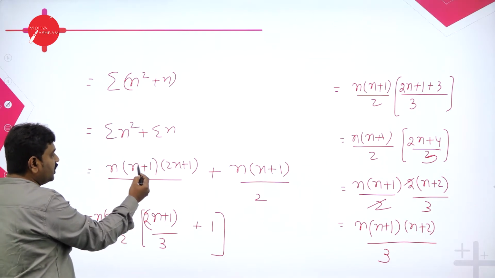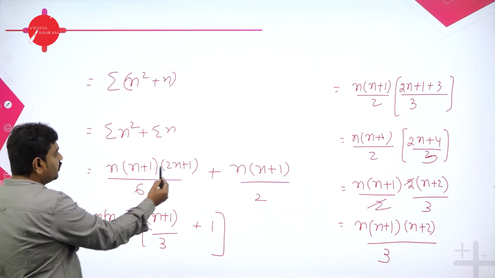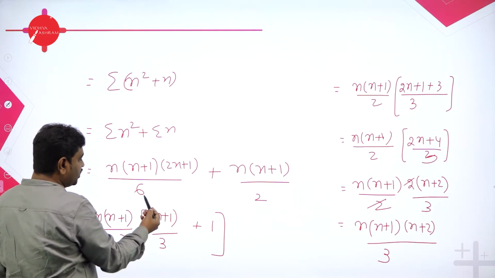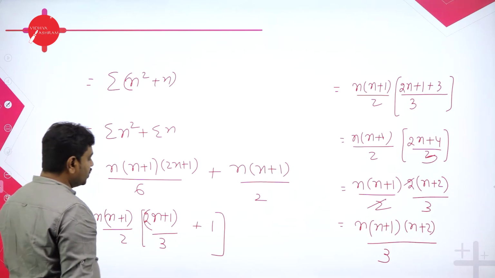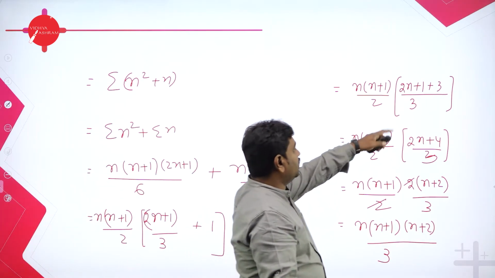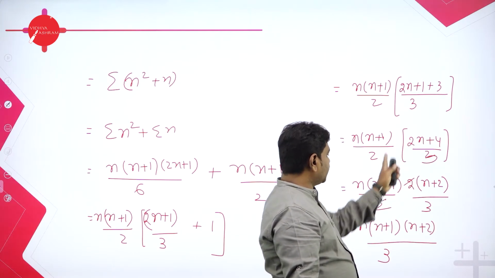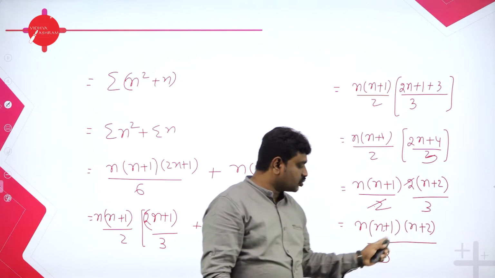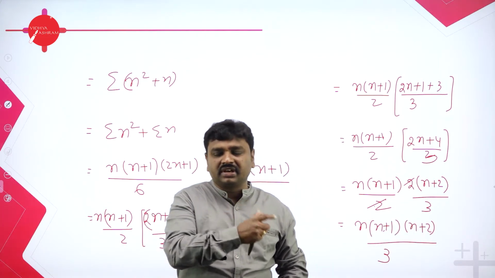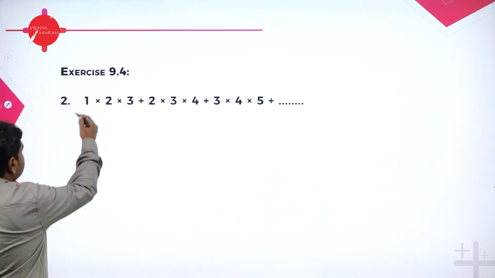Now further, n into n plus 1 is common, take it out. For 6 and 2, 2 is common, take it out. We are left with 2n plus 1 by 3 because 2 is already out. Now this whole term is already out, so it is 1. Take LCM. If I take LCM, it will become 3, and 1 plus 3 becomes 4. And in these two, I can take 2 common. If I take 2 common, this 2 and the outside 2 cancel. We will have n into n plus 1 into n plus 2 by 3. So just simplify and leave it. This is the summation. We will go to the next problem.